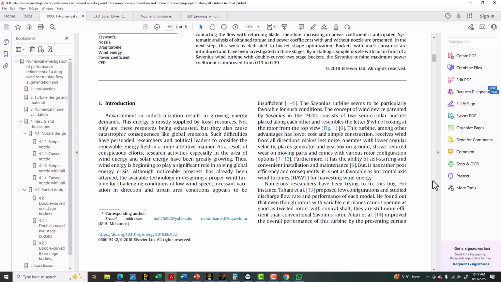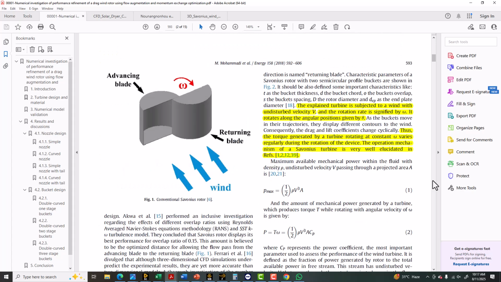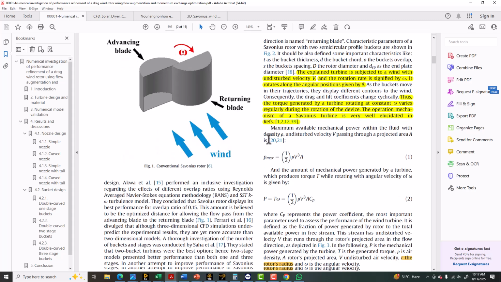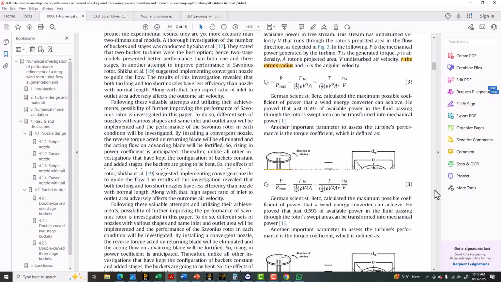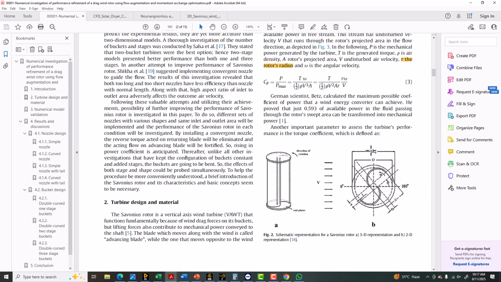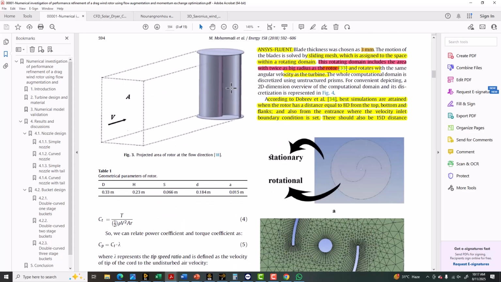so what we are doing here is that we are not going to be completing everything, but we will be making the geometry based on the data given here, and all the performance parameters for the wind turbine that you can see here. So the geometry was made based on this schematic: the diameter of the wind turbine, the diameter of the end plate, the diameter of the bucket, the gap ratio, the shaft diameter, everything is given here, as you can see.